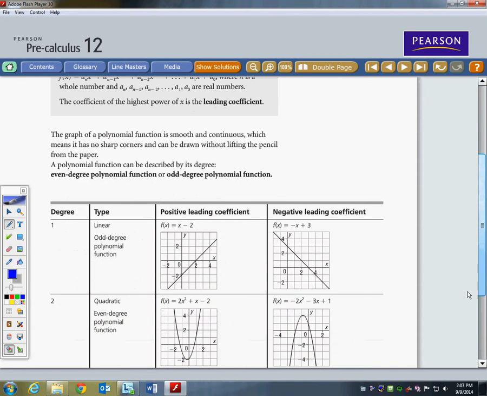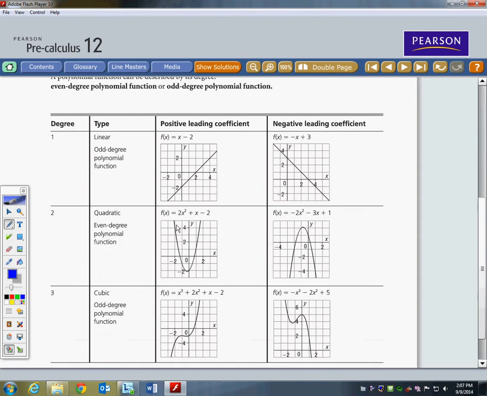When you take a look at this chart, a few things. Degree 1 is called linear. 1 is an odd number, so we call it an odd degree polynomial. And you'll notice that if the leading coefficient is positive, it goes up and to the right. If the leading coefficient is negative, it goes down to the right. And you'll notice also for the odd functions that if one side goes up, the other side will be going down at the end. So they're opposite.